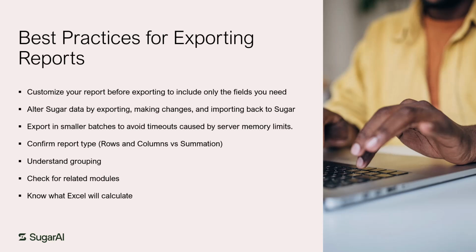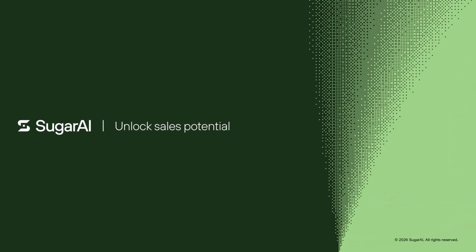Sugar shows grouped insights, while exports reveal the raw records behind them. Understanding this difference is key. It allows you to reconcile totals, identify where differences come from, and trust that what you see in both Sugar and Excel is working as expected.